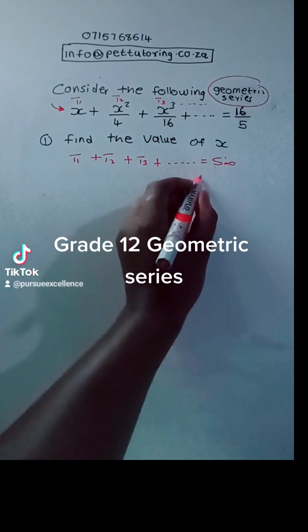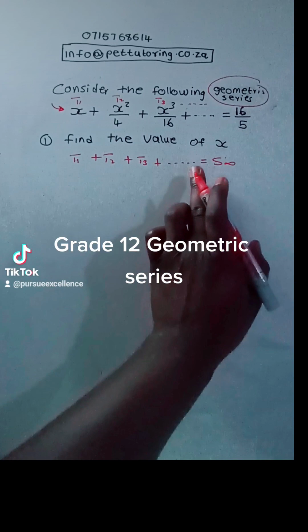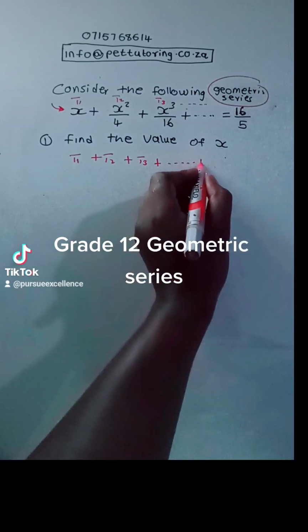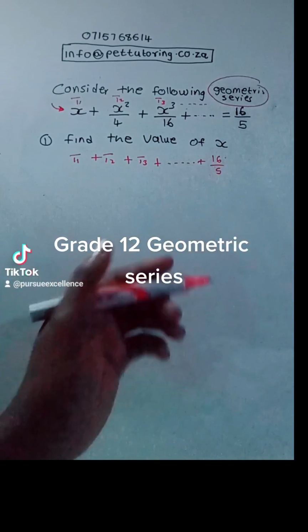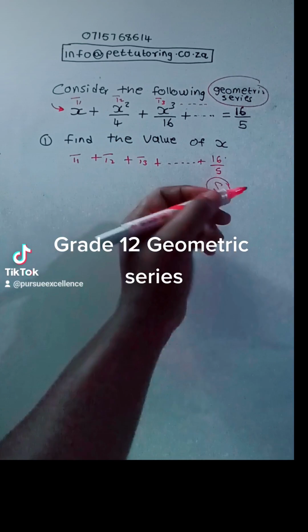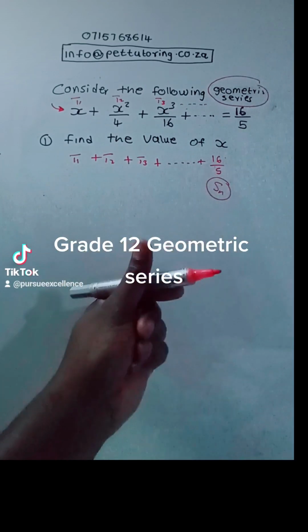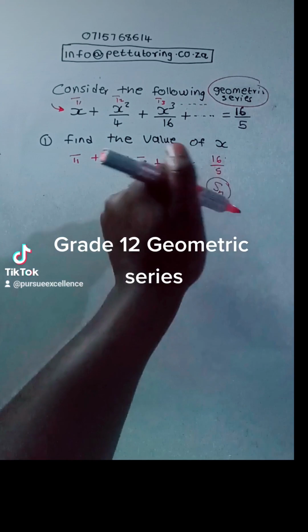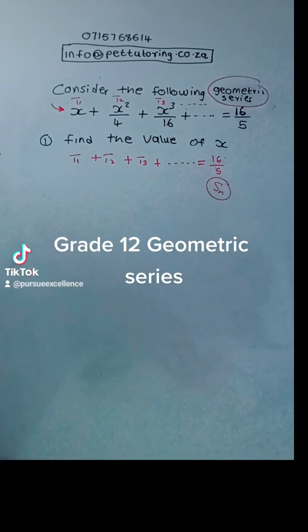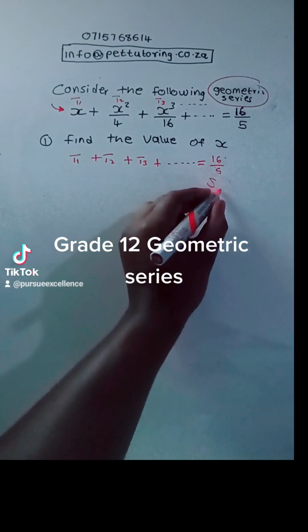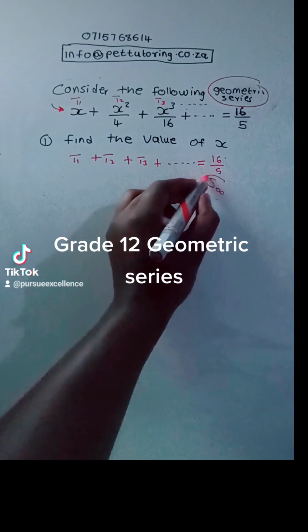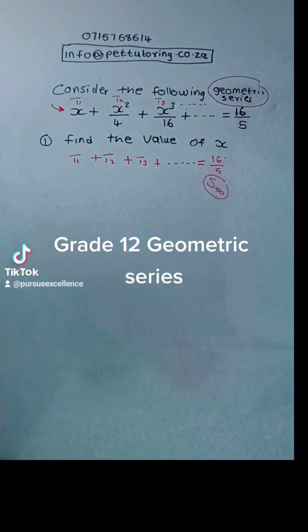If you don't see plus, there's a difference between this. Let me emphasize the point. If it was plus, maybe the 16 over 5, this one is just representing the Sn, but not the sum to infinity. But if I decide to remove this positive sign and put equal sign, it is no longer representing the Sn, but it is representing the sum to infinity. So exactly what is given here in this series, we're dealing with the sum to infinity, not just Sn.